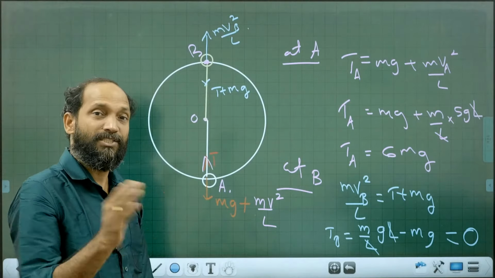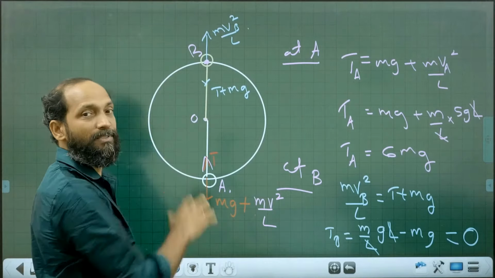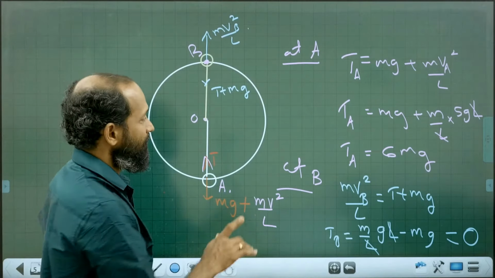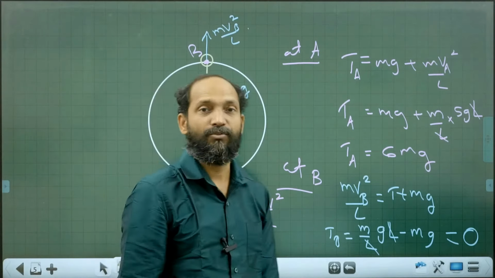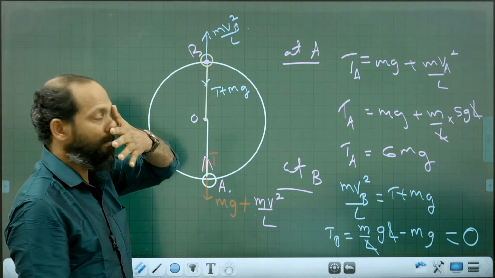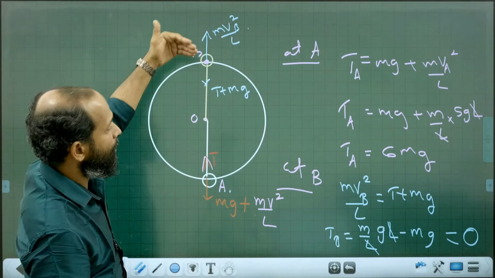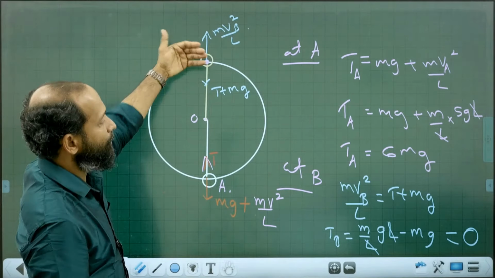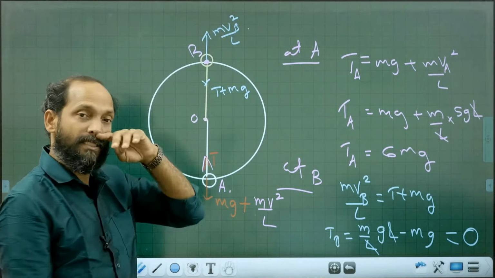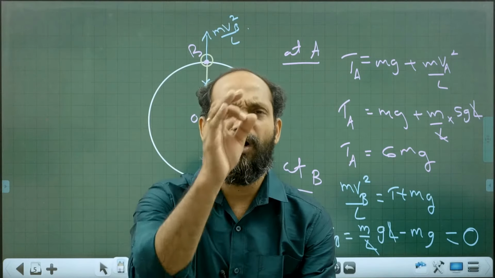The difference of the tensions at the bottom and top is 6 mg. That is true only because of conservation of energy. If the tension is 6 mg at the bottom, at the top it is 0. If 7 mg at the bottom, the top is mg. If 8 mg at the bottom, the top is 2 mg. So the difference is 6 mg. The difference of tensions at the bottom and top is always 6 mg.